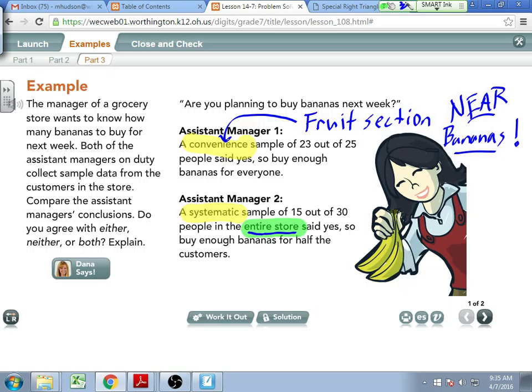Which of these do you think is a better sample? Emerald? Why? It's like the entire store, there's no bias. What do we know about systematic samples? It has like a system. It's going to end up giving us what kind of sample? Representative. A representative sample. So this will be representative, and therefore, it's better.